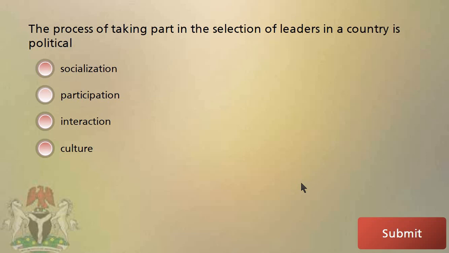Question 7. The process of taking part in the selection of leaders in a country is a political: A. Socialization, B. Participation, C. Interaction, D. Culture. Political participation can be defined as an act of involvement of the citizen in the process of governing their state. So the right answer is participation, which is B.